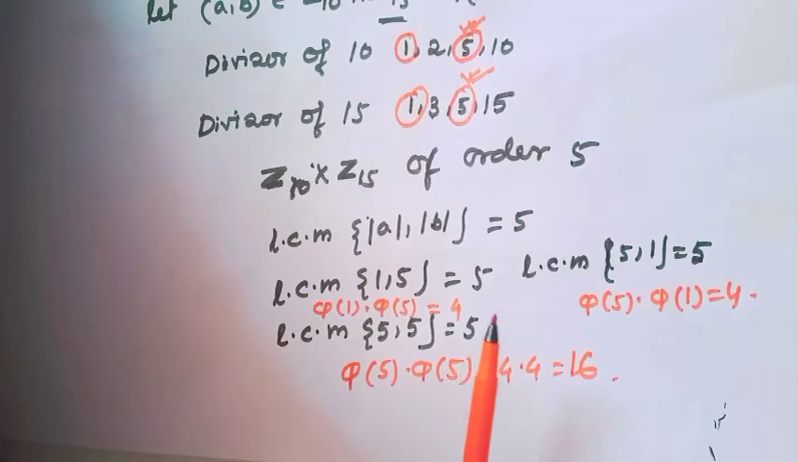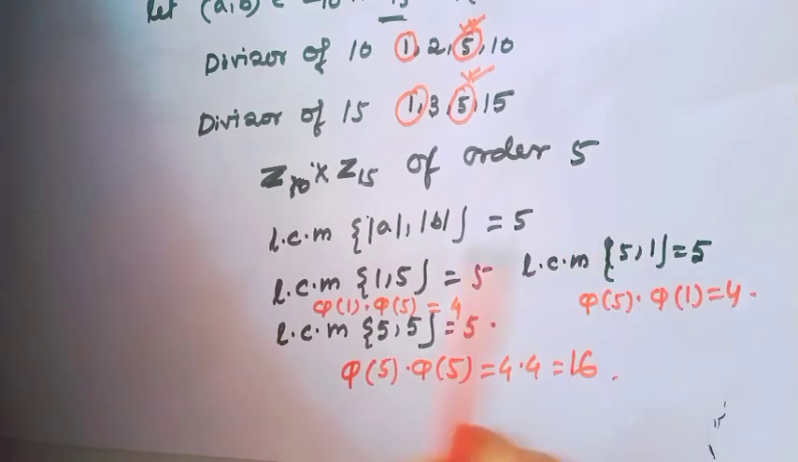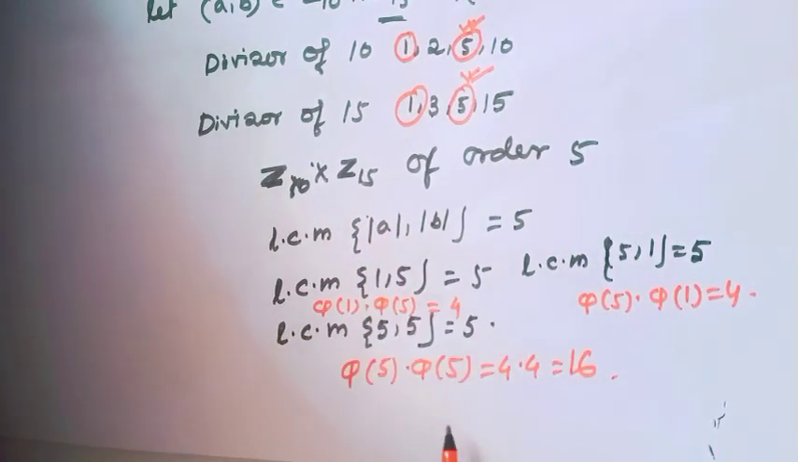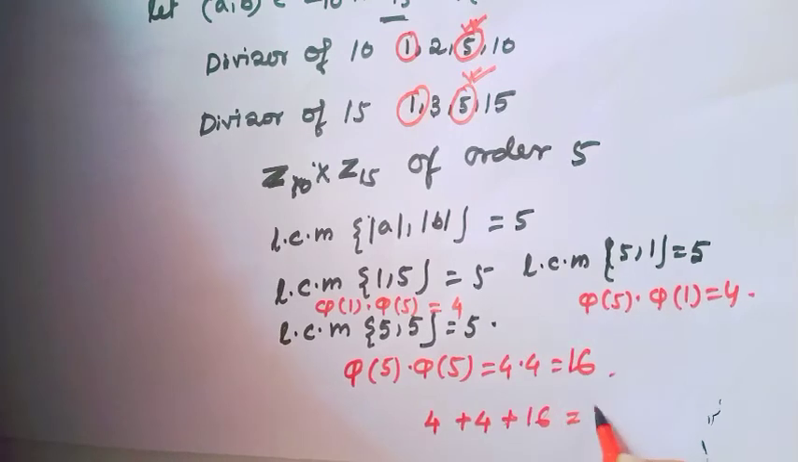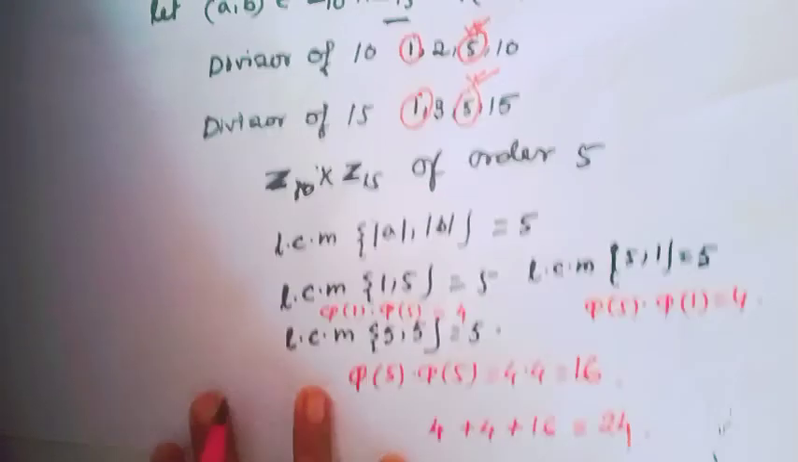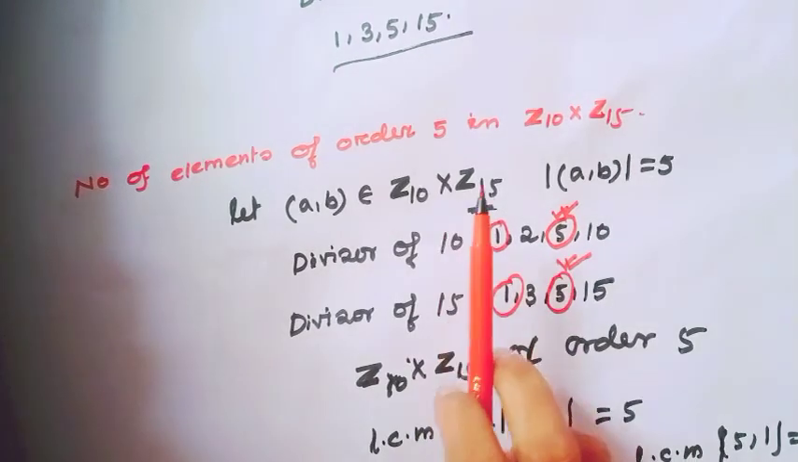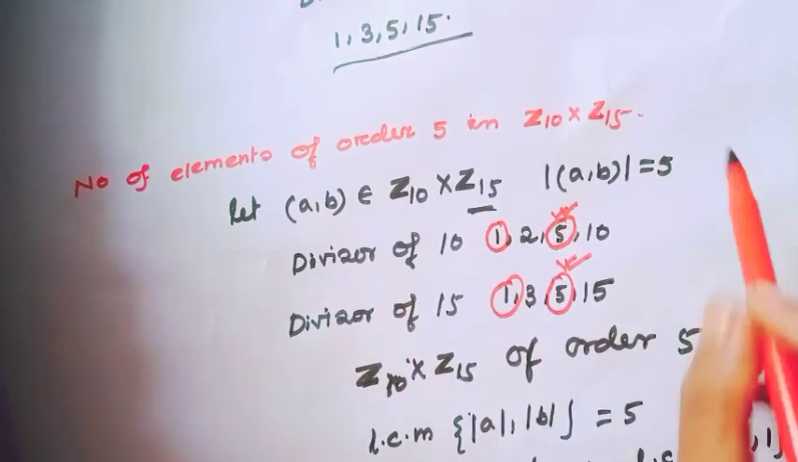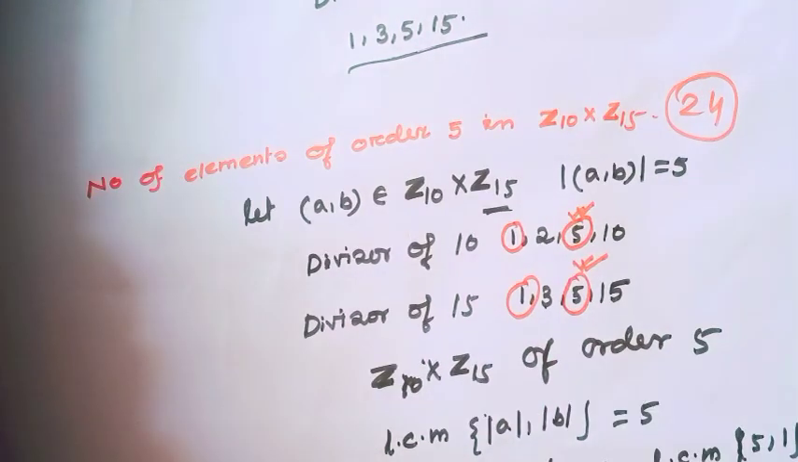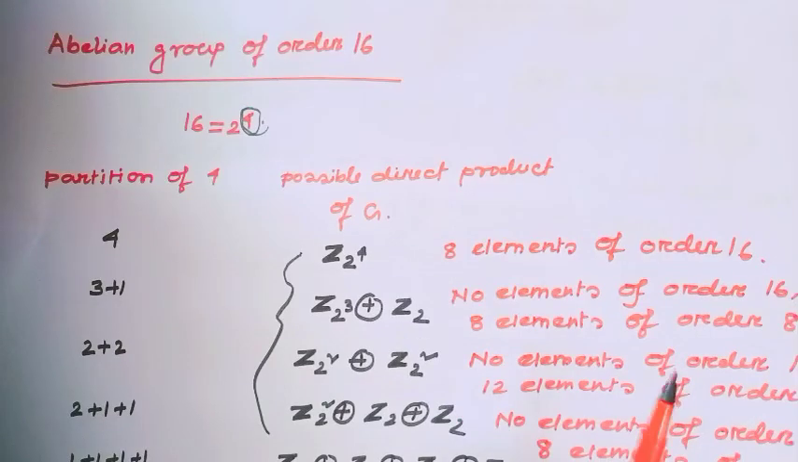So, total number of possibility of order 5 in Z10 direct product Z15 will be 4 plus 4 plus 16. This is equal to actually 24. That means number of elements of order 5 in Z10 direct product Z15 will be 24. Are you getting how to find number of elements in Zm direct product Zn? Okay. Now let's come back to the original question. Now I am sure all my viewers have understood how we have to find the number of elements in Zm direct product Zn.